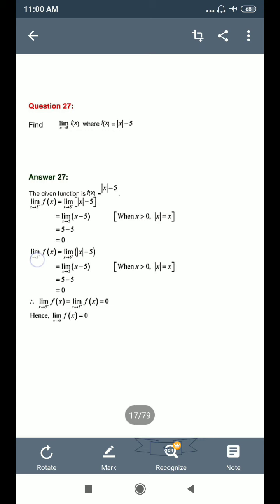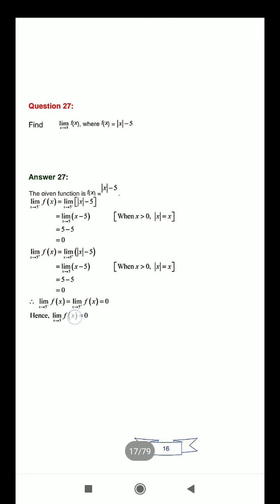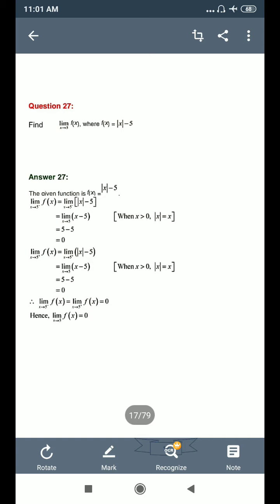Similarly, x tends to 5 plus f(x), the right hand limit. In this also modulus of x is equal to x only, because 5 is greater than 0. For all values of x greater than 0, modulus of x will be plus x. For all values of x less than 0, modulus of x will be minus x. So again it is equal to 0. So left hand limit is 0, right hand limit is also 0. So the value of this limit is 0.